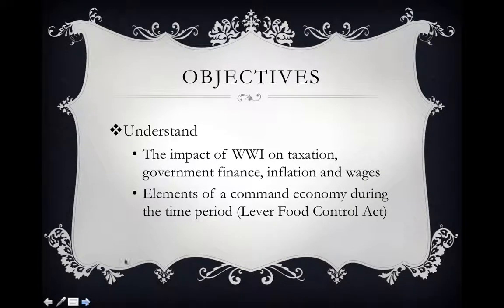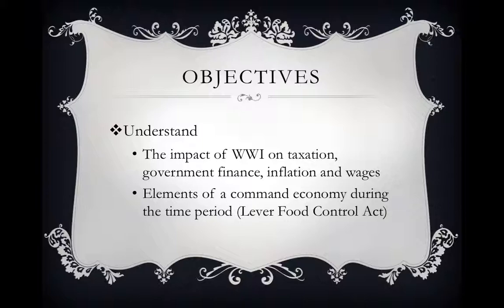So some of the things I want you to understand is, as I said previously, the impact of World War I on taxation, how taxes changed, who was taxed, etc. How it impacted government finance, in particular, how did government expenditures and revenues change, the deficit change, the debt change, etc. The impact on inflation, how did the inflation rate change during World War I, and also the impact on wages. Did workers make out better, or were they worse off during World War I?